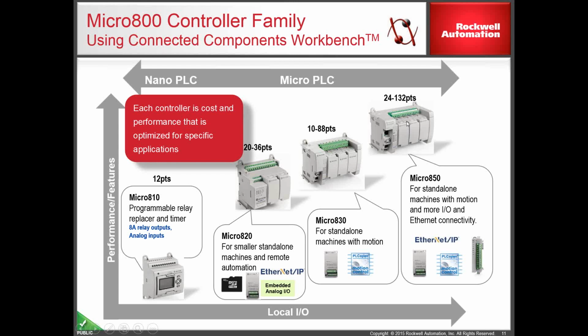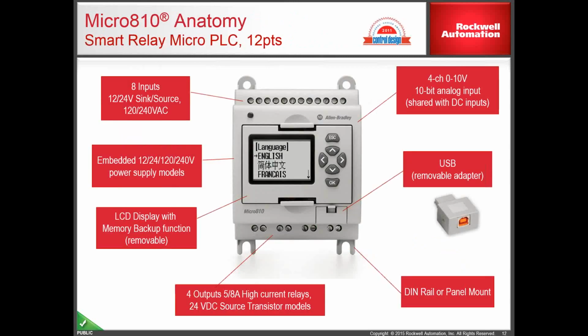another range which has higher I/O density. It can go up to 132 points, and it can be used for standalone machines where I/O requirement is more. At the same time, it requires motion capabilities. It can control up to 3 axes, and it has the possibility that if you would like to put I/Os in DeviceNet as a remote I/O, you can put that as well. So this is the complete portfolio, and this is just the anatomy of Micro 810, how it looks.